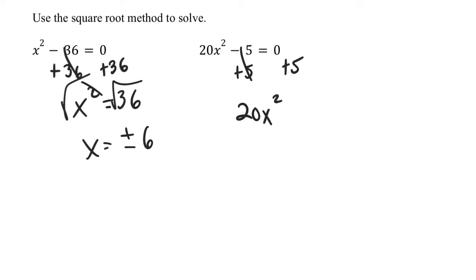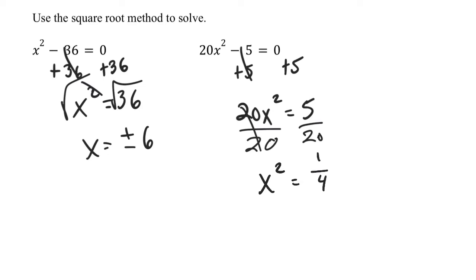I have 20x squared equals 5. Divide 20 on each side. And then I have x squared on the left. That'll reduce down to 1/4 on the right. Then when I take the square root on each side, I don't have the squared anymore, so I need to erase that. Didn't mean to do that. I'm left with x is equal to, and then square root of 1 is 1, square root of 4 is 2, so I have 1 on top and a 2 on the bottom.